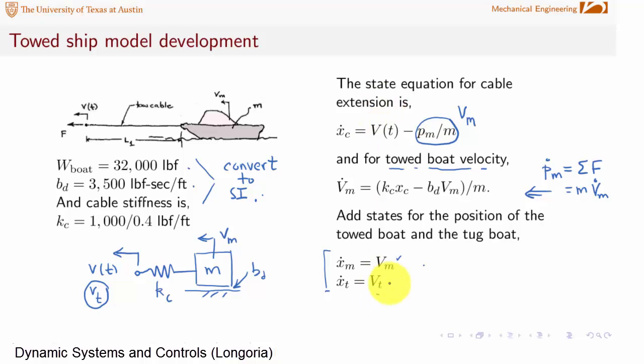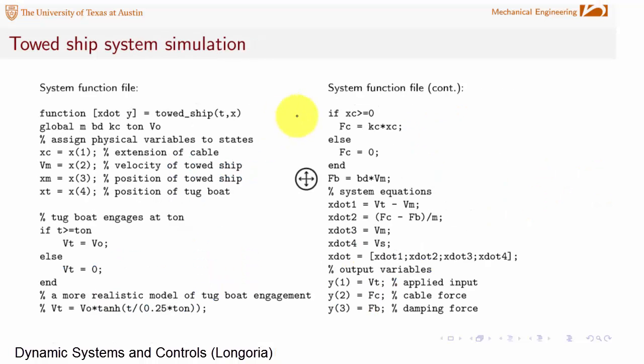We want to build a simple simulation for this using some of the methods that we've been talking about. Okay, what I have here is a system function file, and it extends here. It's a little bit longer. And note the first line being the definition of the towed ship problem. It's got the time and the state vector here. Also note that I'm going to be using the format where I'm going to have output variables also being computed, and I'm going to show you how those can be used.